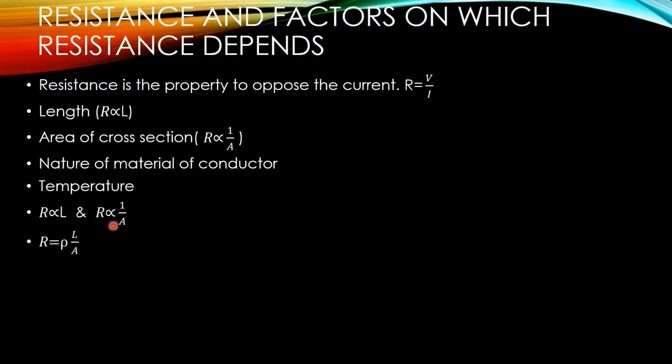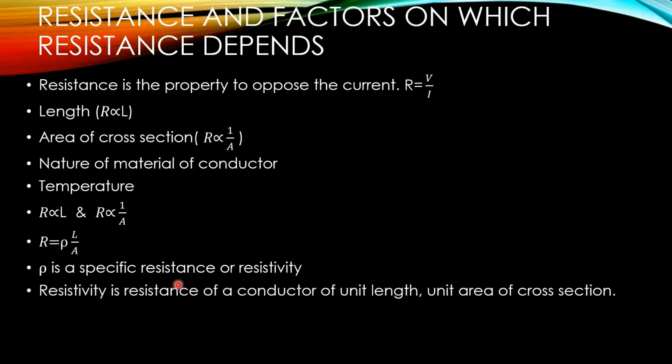To remove the sign of proportionality, we can use a constant, that is rho. So R equals rho L upon A. Here rho is a constant and it is known as the resistivity of the conductor. Rho is the specific resistance or resistivity. Its SI unit is ohm meter.